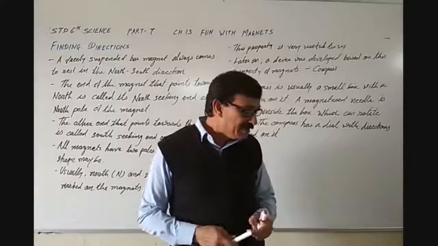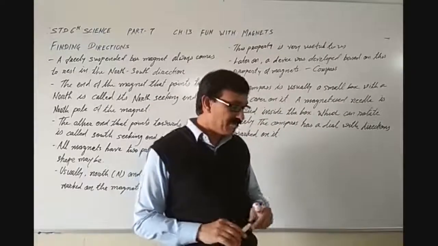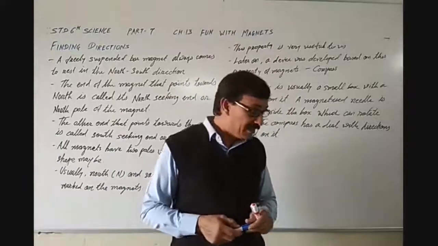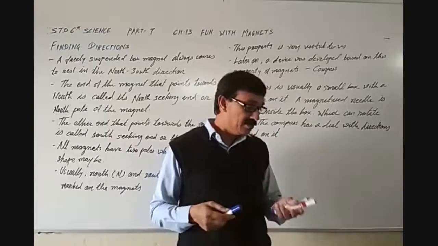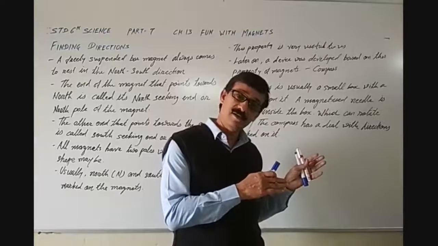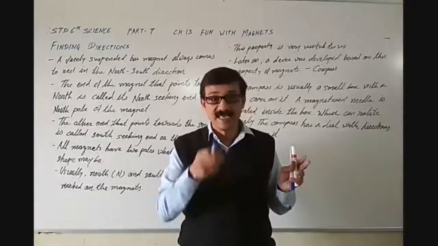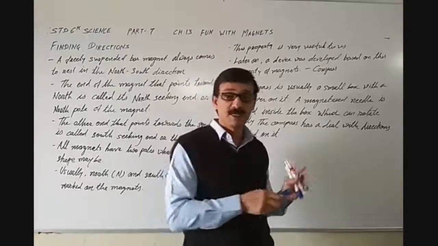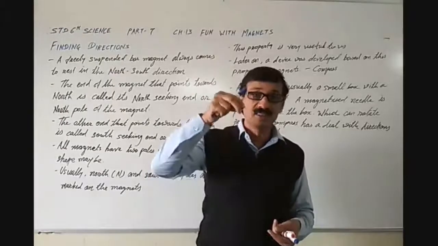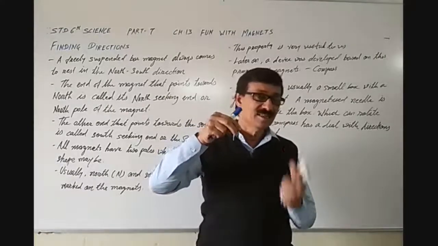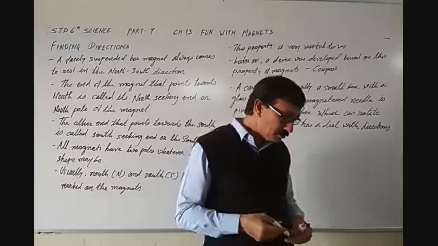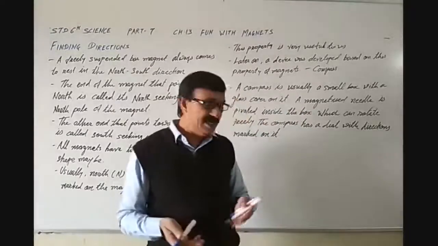It is said that in older days travelers used to find direction by suspending a natural magnet with a thread. That is what we did yesterday in the activity; the same thing they were doing. They kept a magnet suspended and tied with a thread, and the magnet was a natural magnet, which they always carried with them.